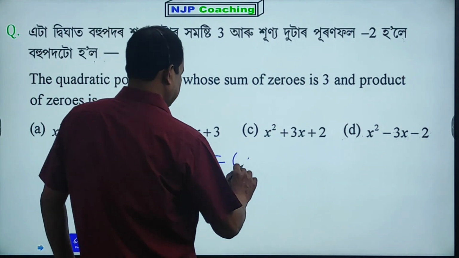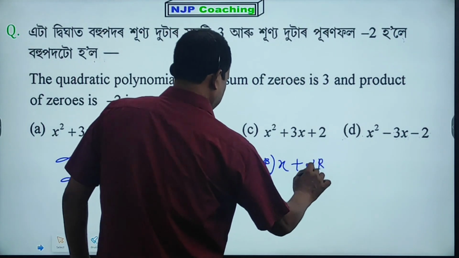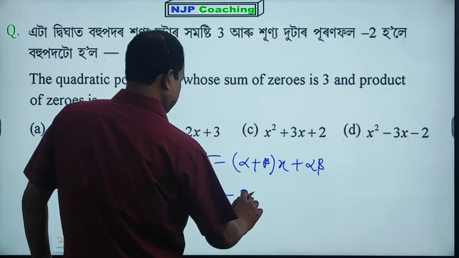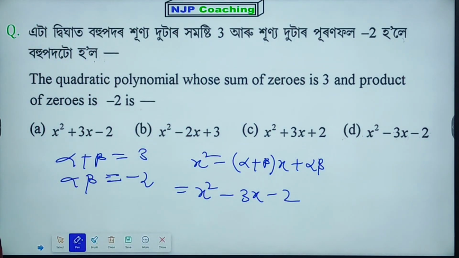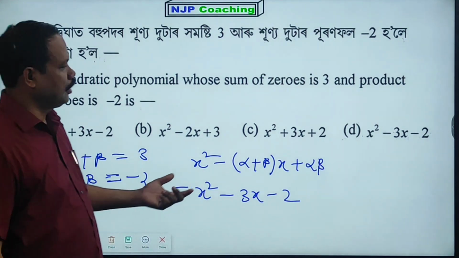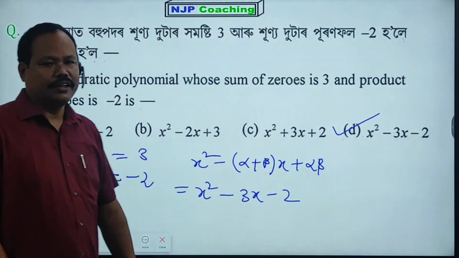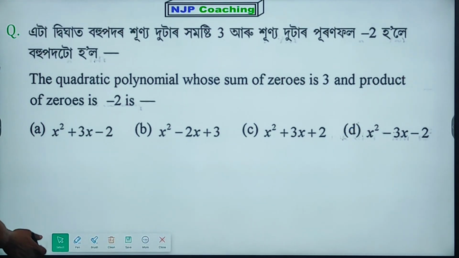x square minus (sum of the zeros) x plus (product of the zeros) equals x square minus 3x minus 2. So option D will give the correct answer. Okay. Next question.